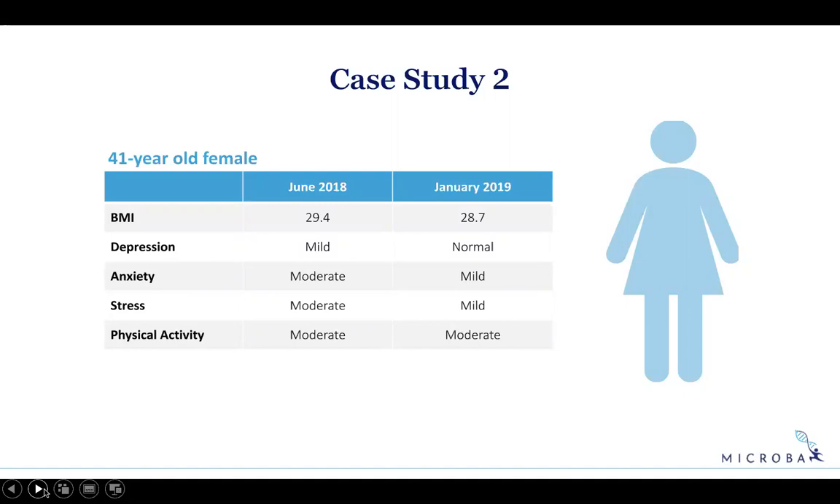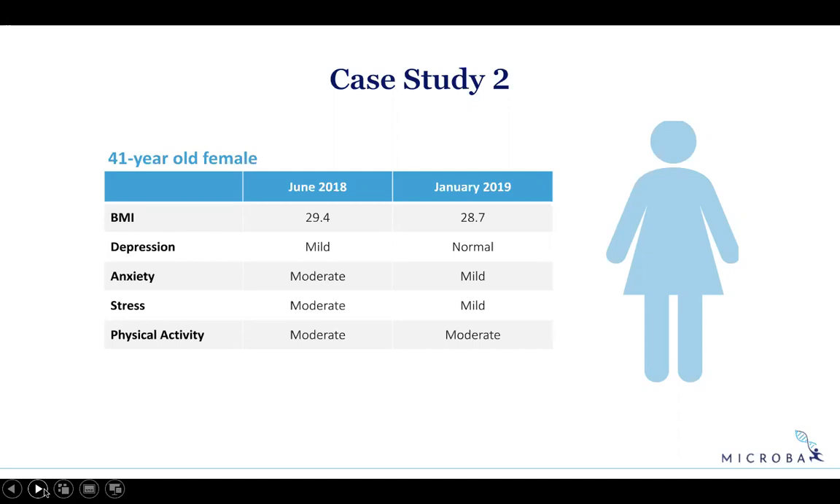So just a little bit of background about this particular customer. She was slightly overweight, so BMI of 29.4. There were some mild to moderate concerns around depression, anxiety, and stress. And she ideally wanted to look into the gut microbiome just to get an idea about how her microbiome is looking, but also how she can improve her overall health and well-being.